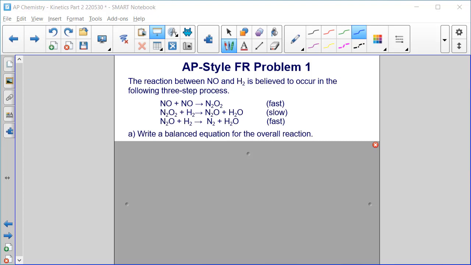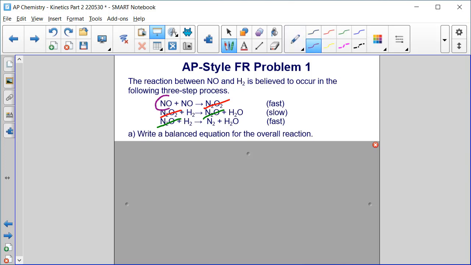All right, in part A, we're asked to write a balanced equation for the overall reaction. What that involves is just simplifying the 3 steps. First, anything that appears as both a product in one step and a reactant in another step, we can cancel. So I can do that with this N2O2. I can also do it with this N2O. I think that's it. From here, we can just simplify.